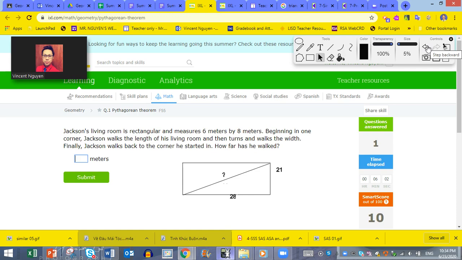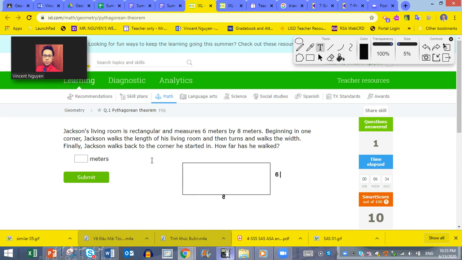Let me delete that. I'm going to draw a new shape here. It's also a rectangle, so I'm going to keep that rectangle. It's 6 by 8 meters, so I'm going to do 6 by 8. I'm going to make the long side 8 and the short side 6. It doesn't really matter, but just to make it more believable. So that will be 8 and that will be 6.